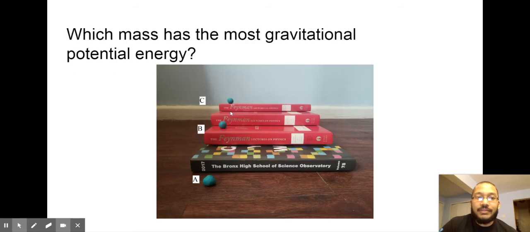gravity. So take a second. Which mass has the most gravitational potential energy, A, B, or C? I hope you see that it's C. Gravitational potential energy is mgh. So the greatest height will have the greatest potential energy.